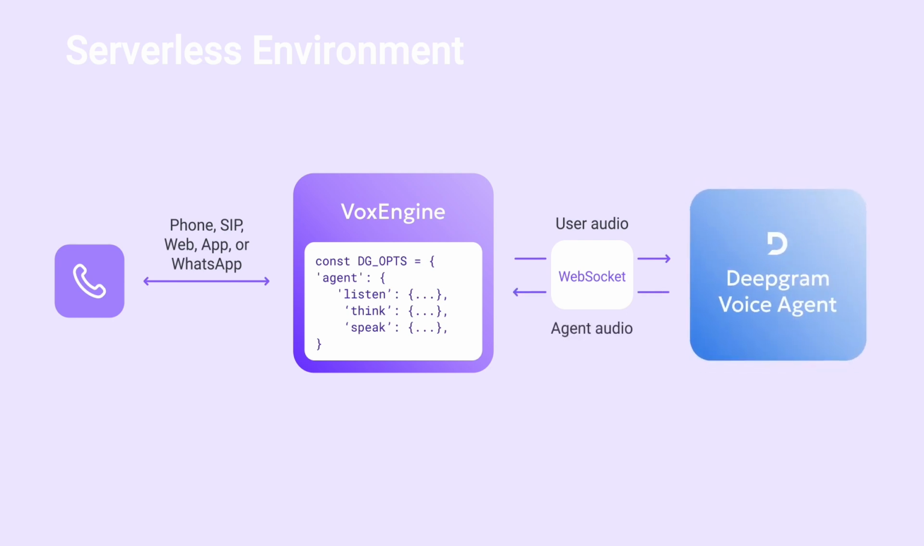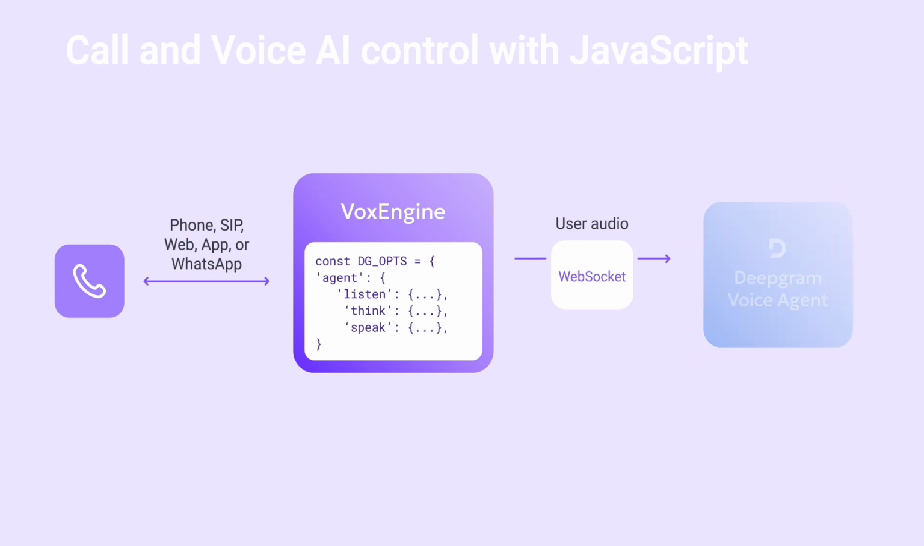When a user places or receives a call, VoxEngine creates a WebSocket connection, invokes the Deepgram Voice Agent API, and handles media conversion between the user and the AI agent.